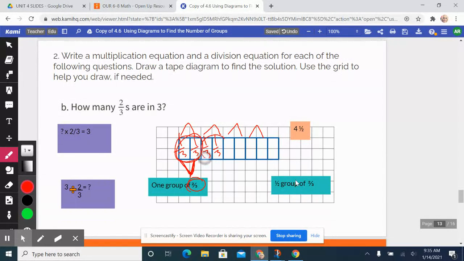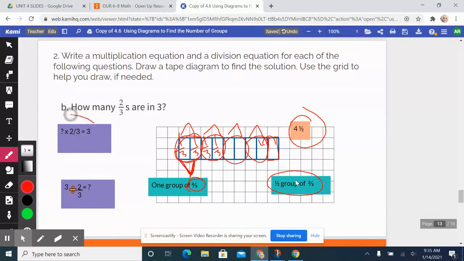And this is 2/3, and this is 2/3, and this is 2/3. So what's happening is now you have this leftover guy, and he's half of that group there. So this is 1/2 of 2/3. Okay, and then your answer would end up being 4.5, but that's really not important today.